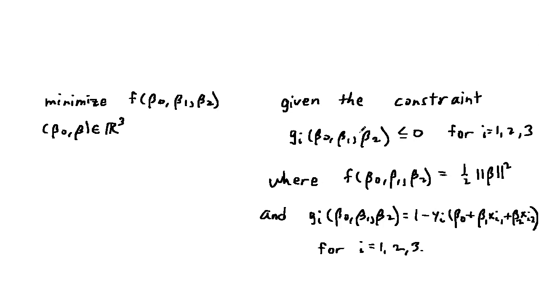Our convex optimization problem takes the form: minimize f of beta 0, beta 1, beta 2, where (beta 0, beta 1, beta 2) lies in R3, given the constraint g sub i of beta 0, beta 1, beta 2 is less than or equal to 0 for i equals 1, 2, and 3, where f of beta 0, beta 1, beta 2 is 1/2 the norm of beta squared, and g_i is given by 1 minus y_i times (beta 0 plus beta 1 x_i1 plus beta 2 x_i2) for each i equals 1, 2, and 3.